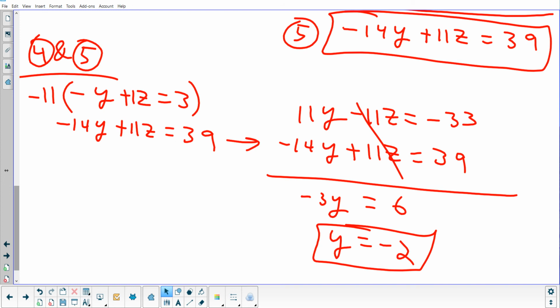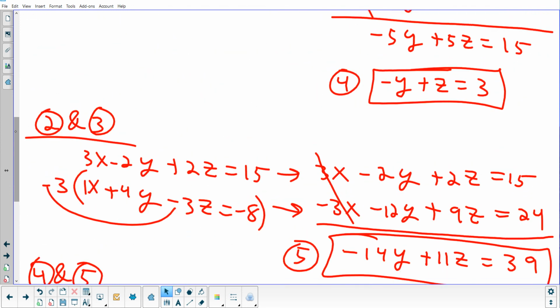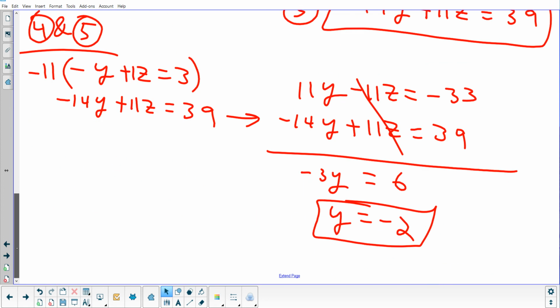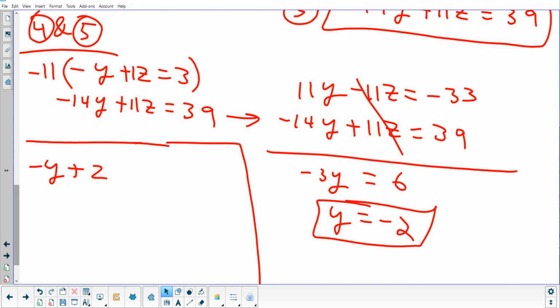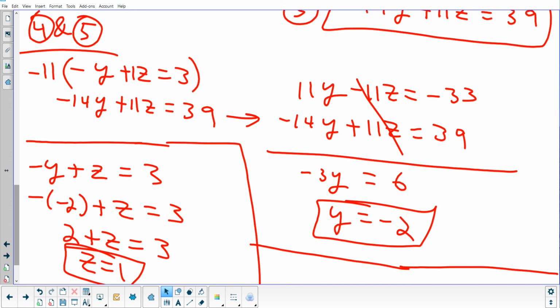Because it's going to be very easy now to start to fill back in and get the other ones. Next, I would use the equation negative y plus z equals 3. When I fill in negative 2, I'm going to get negative 2 plus z equals 3. There's your second answer. Okay, so we've got z, we've got y. The only thing left to find is x.